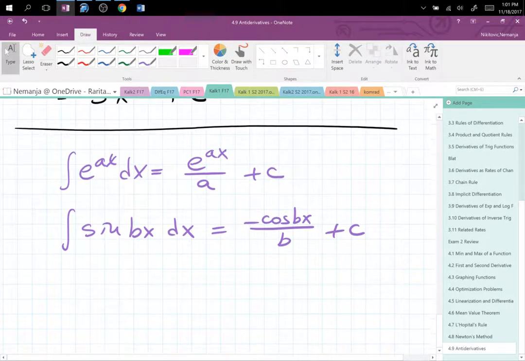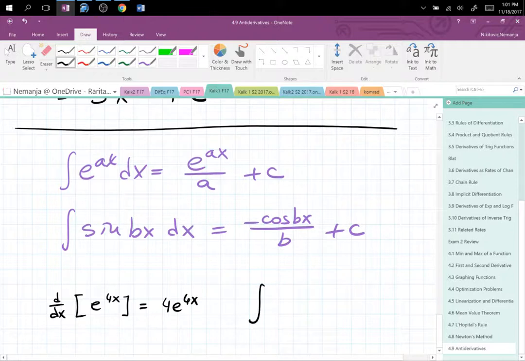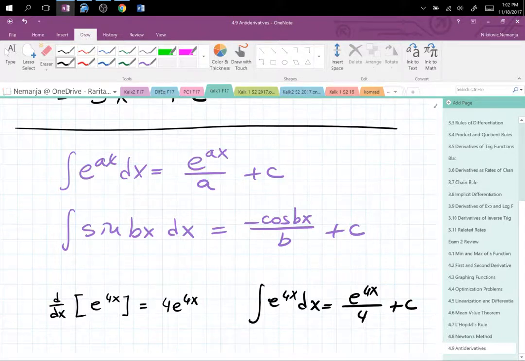So just to contrast these quickly, derivative of e to the 4x, right? The derivative of this was 4e to the 4x. Now, integral of e to the 4x dx is equal to e to the 4x over 4 plus c. See? So for derivatives, we multiply because chain rule. For integrals, we will divide by that 4.